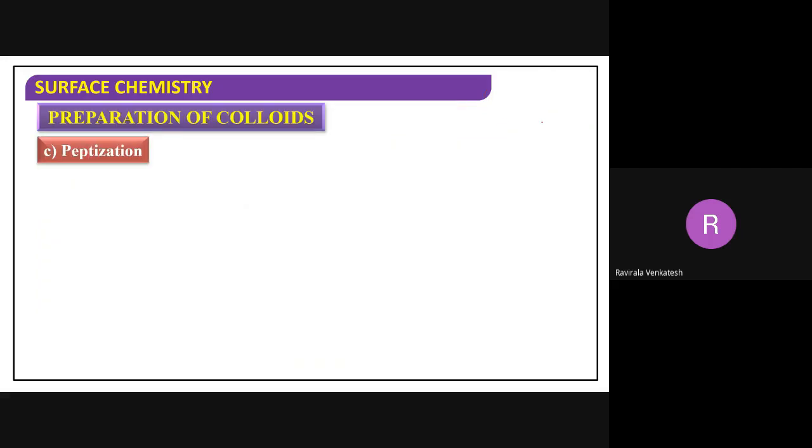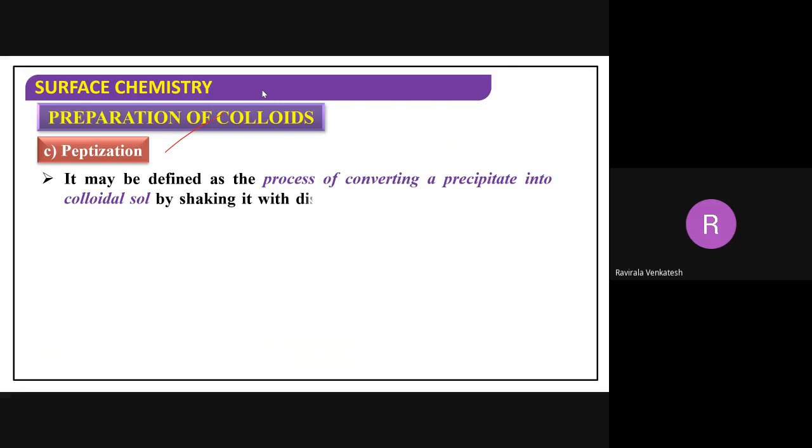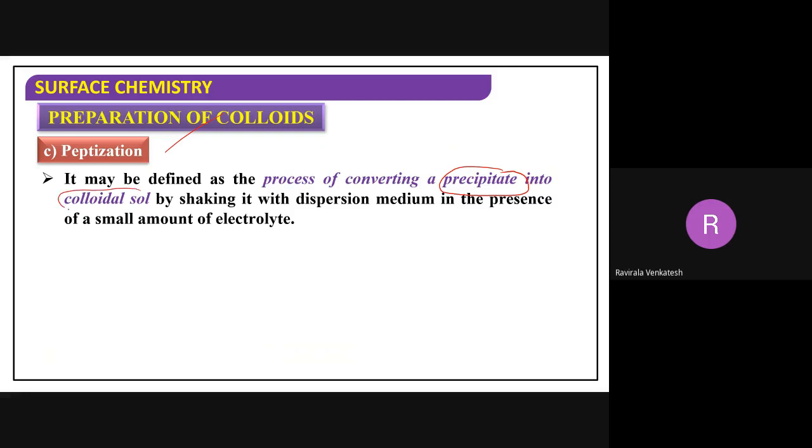Next, we take the peptization method. The third method is peptization. What is peptization? It may be defined as the process of converting a precipitate into colloidal sol, the suspension we are converting into colloidal sol, by shaking with a suitable dispersion medium in the presence of a small amount of electrolyte. So converting a precipitate into colloid, how? By shaking this precipitate in a dispersion medium, adding an electrolyte.